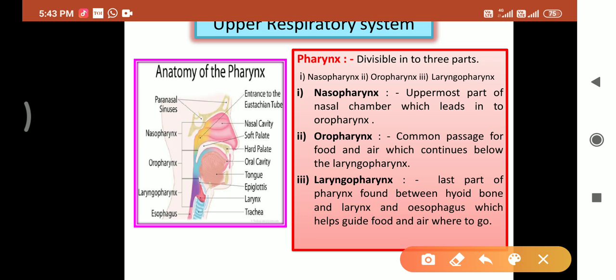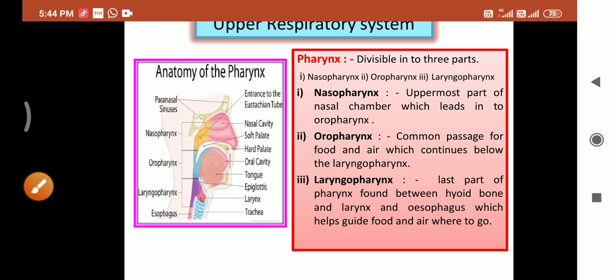So why are we considering it? The last part of pharynx found between the hyoid bone and larynx. Okay, and esophagus, it is the part of which system? This is the part of the digestive system. Okay, mouth opens into esophagus. So this is also clear to you why we are taking this word esophagus, which helps guide food and air where to go. So this is very important, because pharynx is the common passage for air and food both. So this is very important, where air should go and where food should go.